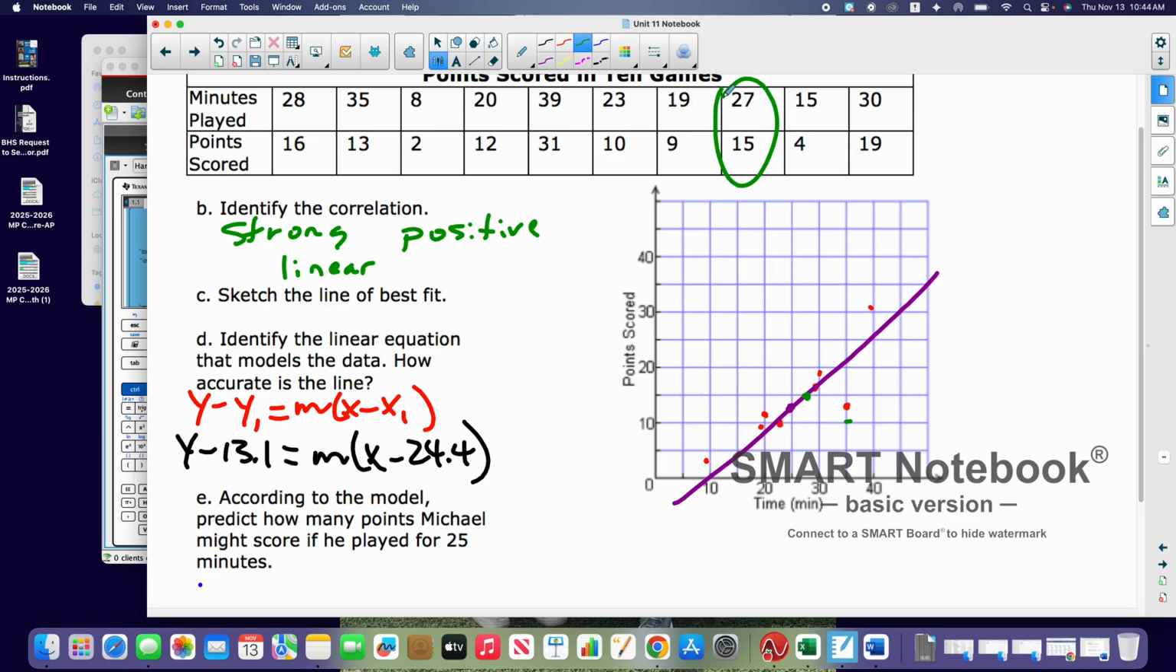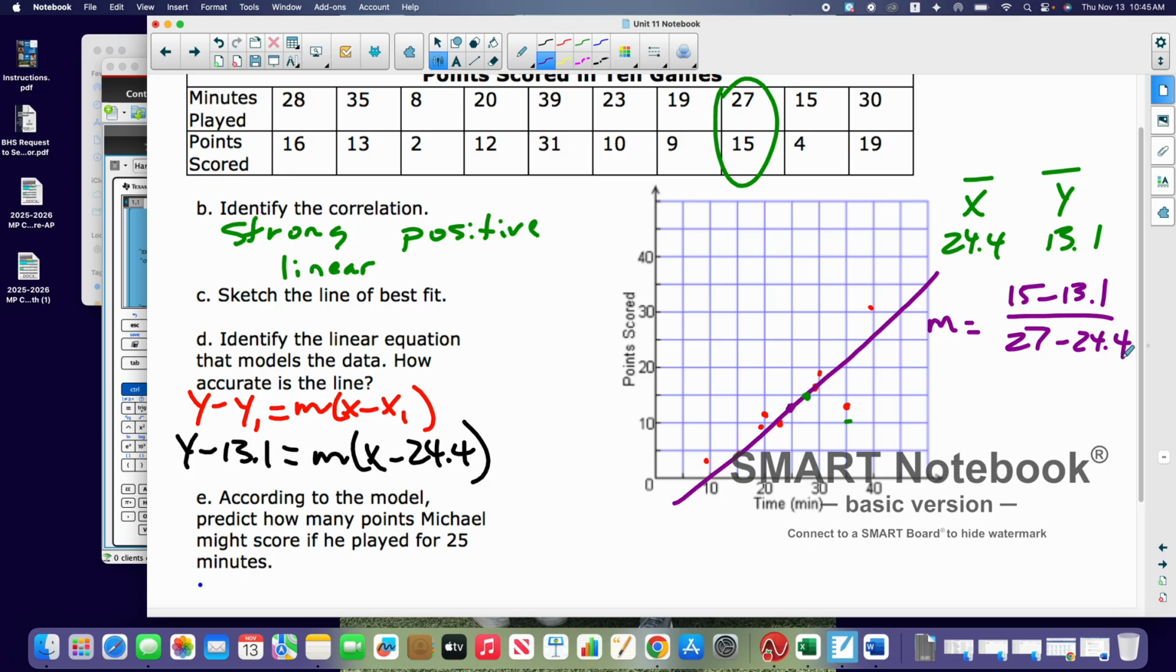And so now, I'm going to use the 27, 15 and my x mean, which is 24.4, and my y mean, which is 13.1. I've got to go find my slope. So I'm going to go 15 minus 13.1 over 27 minus 24.4. Okay?